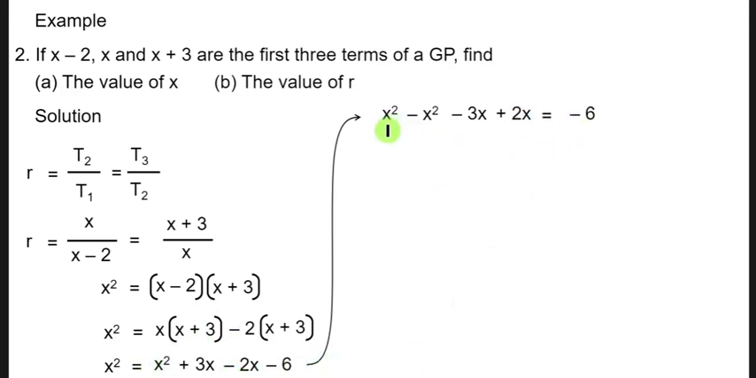Then you realize x squared minus x squared is 0. So it has cancelled itself here. Then we'll remain with 3x plus 2x. Since the signs are different, it means you are going to subtract the smaller number from the bigger number.